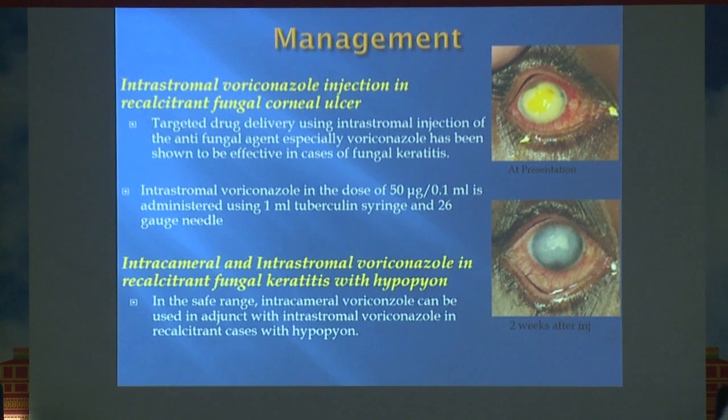So in case of fungal keratitis, if topical treatment is not working, then we can go for intrastromal voriconazole injection as a targeted drug delivery system. Intrastromal voriconazole in a dose of 50 microgram per 0.1 ml is administered using a 1 ml tuberculin syringe and 26 gauge needle. Intracameral and intrastromal voriconazole can be given if there is hypopyon.